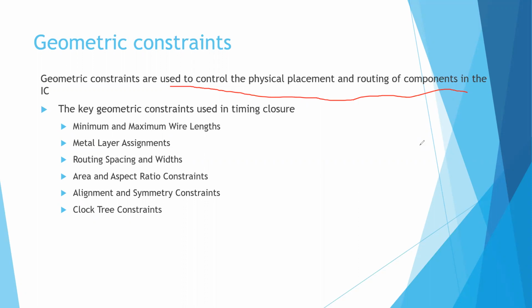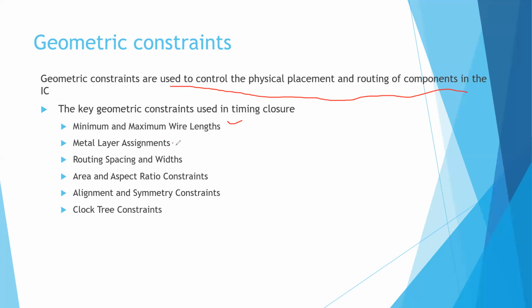So here the main geometric constraints used in the timing closure are the minimum and maximum wire length. The first one is the minimum and maximum wire lengths. These define the acceptable range for the wire length for interconnections. So we have different interconnections, and for that the wire length should be in the acceptable range. If we use a shorter length, that minimizes the propagation delay, thereby you can increase the speed of operation.